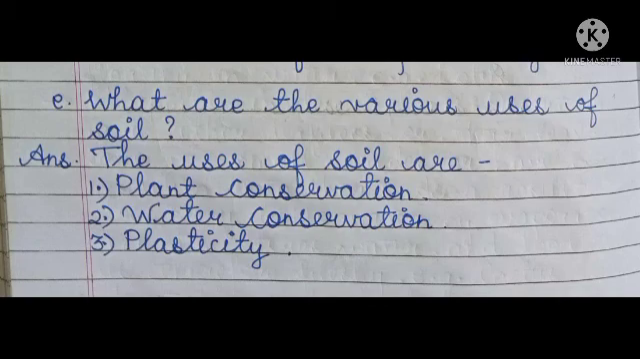And plasticity, what is plasticity? Soil can be given any required shape. This property of soil is called plasticity. So, because of this property, we can use it to make articles of a variety of shapes.